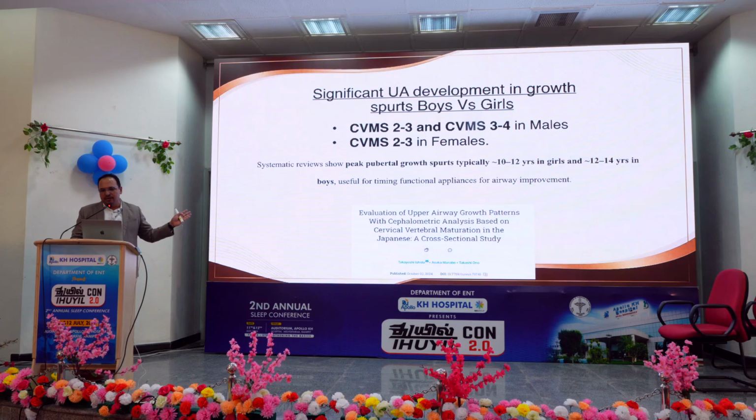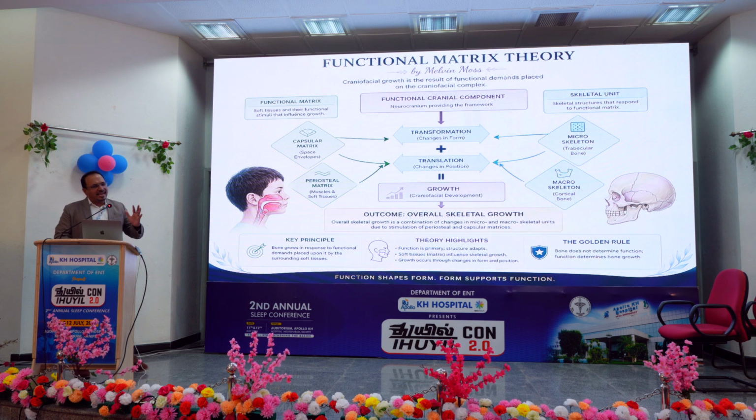So this is the prepubertal growth spurt. The good time to intervene for girls is between 10 to 12 years for the mandible, and 12 to 14 years for the mandible for boys. So what exactly happens?